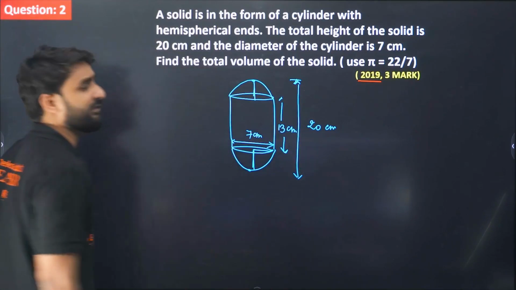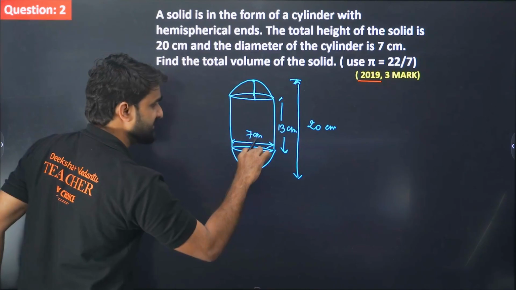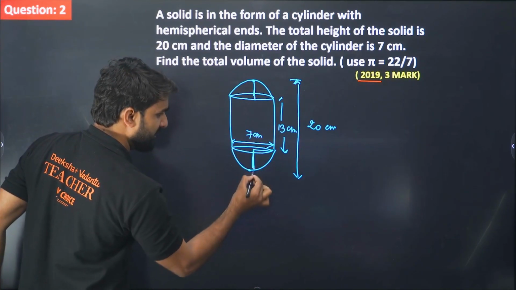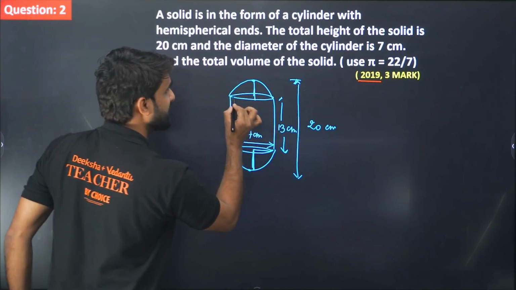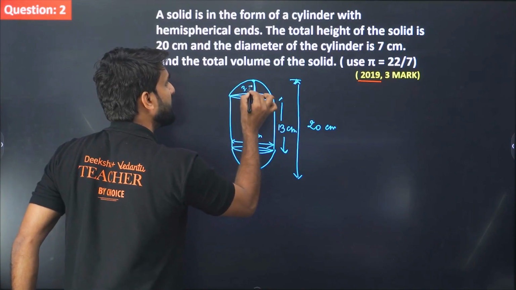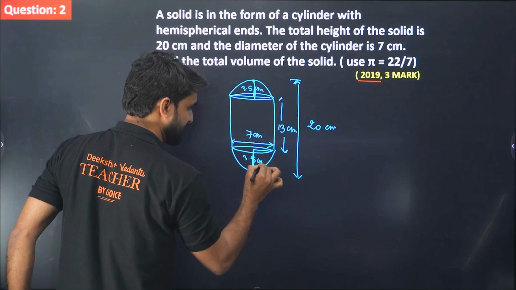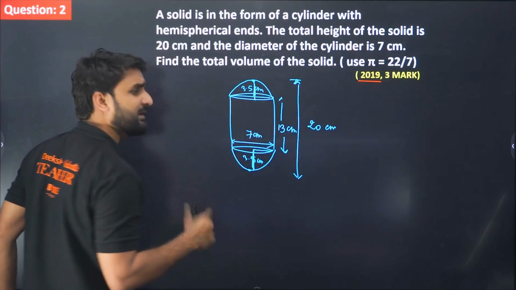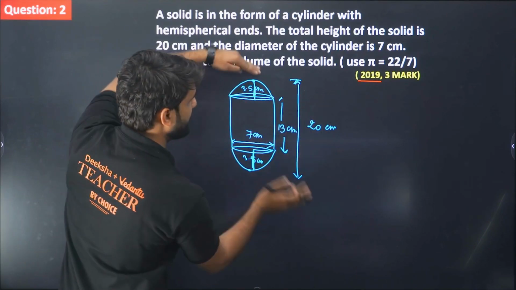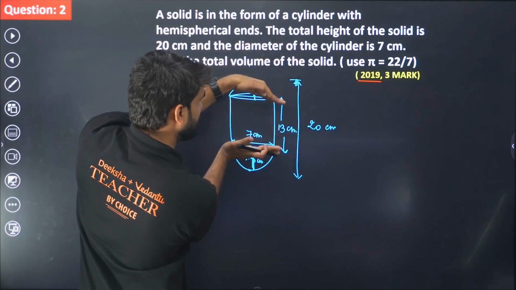Hope it is clear to everyone. Why? Because the complete height is 20 centimeter, and this is 3.5, half of 7, and this is also half of 7, 3.5 centimeter radius, and the two together make 7. If we subtract 7 from the complete 20, this will be 13.